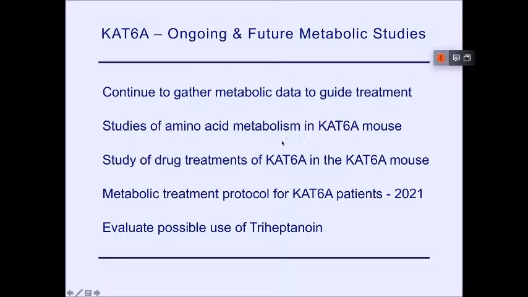A KAT6A mouse exists. Dr. Voss is intensely studying her KAT6A mice, and the various medications, ways of increasing acylation to be studied, obviously more safely in the mouse. But for certain, any candidate compound, we are hoping to have a trial. We hope to have it this summer, but we may probably start next year. And a tentative thought, if all the preliminary data that I can generate look good, is to use triheptanoin as part of that treatment protocol.